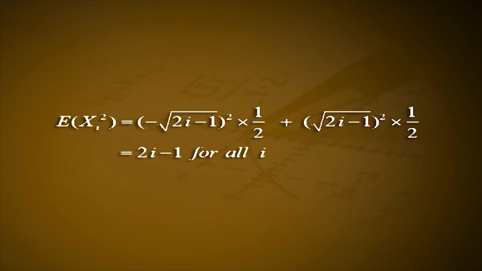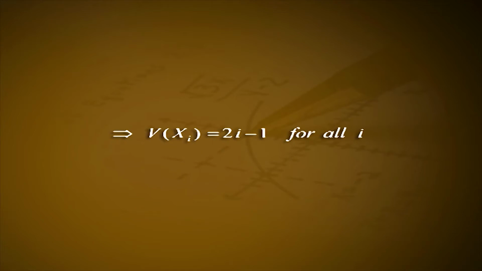Expectation of Xi squared equals (minus square root of (2i minus 1)) whole squared into 1 by 2 plus (square root of (2i minus 1)) whole squared into 1 by 2, that is equal to 2i minus 1 for all i. This implies variance of Xi equals 2i minus 1 for all i.